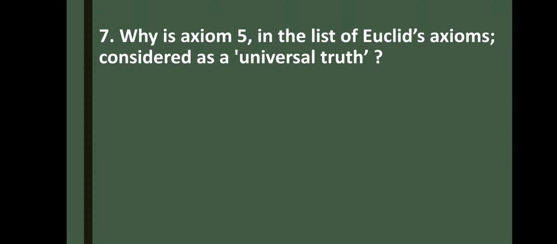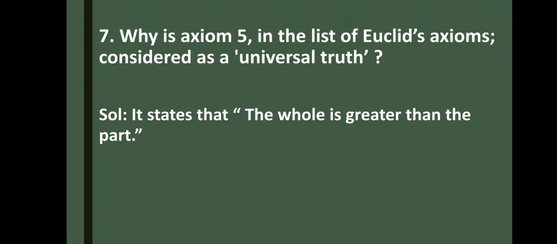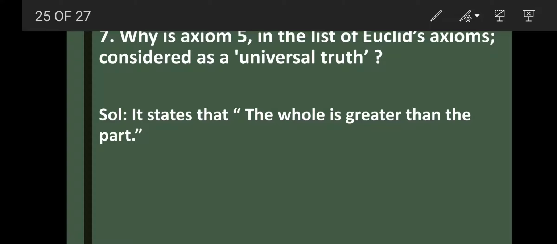Now question number 7. Why is axiom 5 in the list of Euclid's axioms considered a universal truth? First of all, what is axiom 5? It states that the whole is greater than the part. Okay, let us consider an example of this line segment AB. See, let this be the whole thing. If we make its two parts by considering any point C on this.